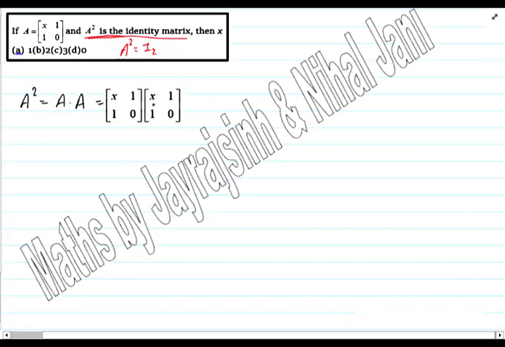So here we have A into A, both are 2 cross 2 matrices, which means our resultant matrix is also of order 2 cross 2. So let's find out the first element, which is in first row, first column. So let's multiply the elements of the first row and first column. X into x will give us x square, and then 1 into 1 will give us plus 1. The next element is in first row, second column. So let's select first row, second column and multiply the corresponding terms.